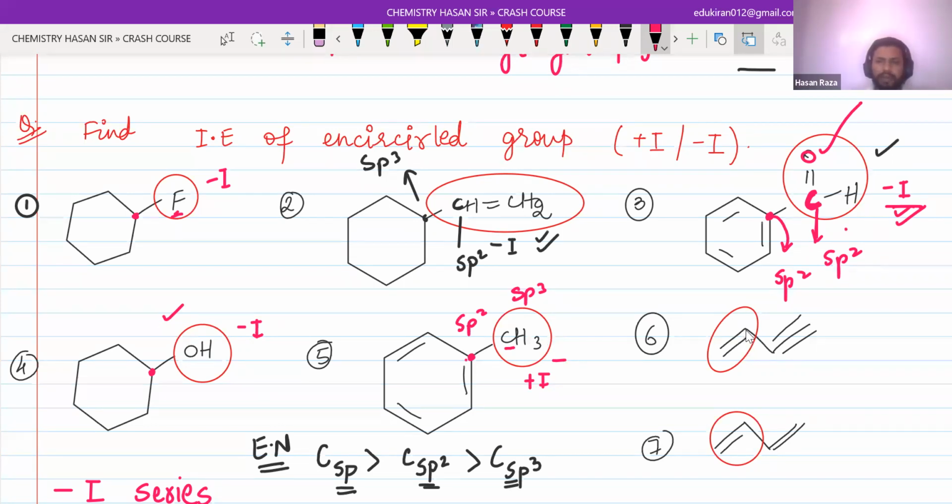Now see, what about this? Think about this carbon and this carbon. Sp and this is your sp2. Very good. This will act as plus I. What about this carbon?